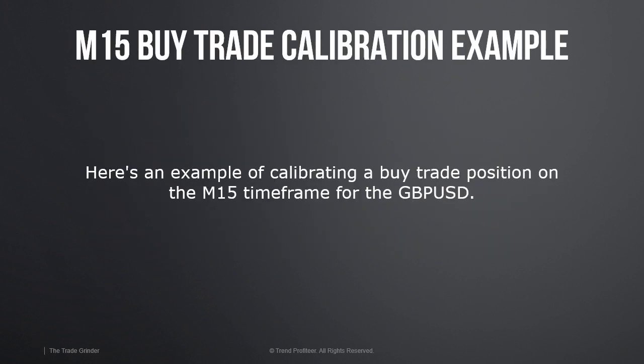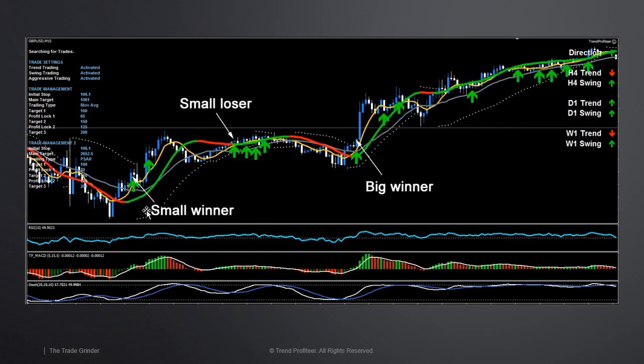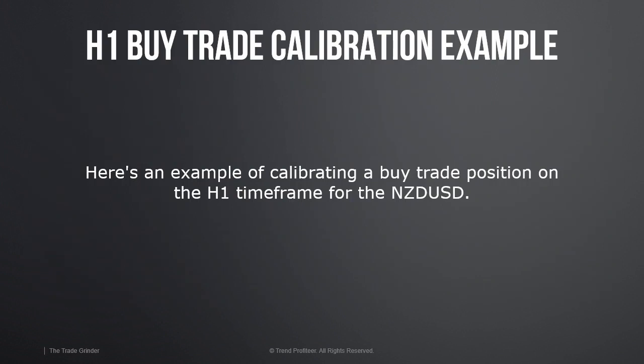Okay, so here's an example of calibrating a buy trade position on the 15-minute time frame for the pound, and you can see here a small winner on the swing as well. This cluster of trades actually were a small loser, and then you had a big winner here that took you all the way up for the length of the move.